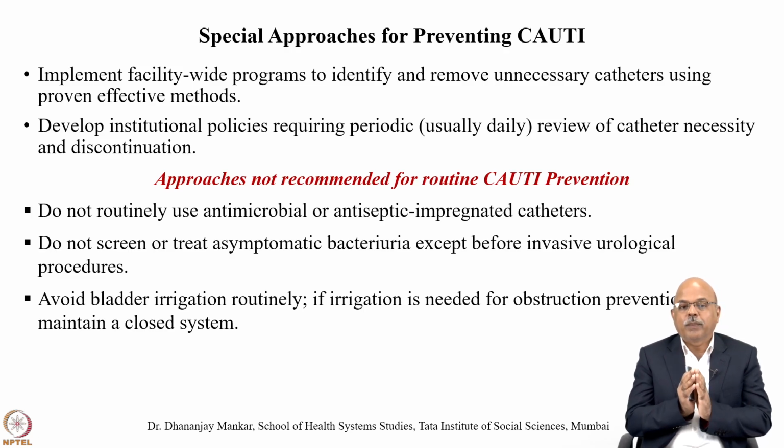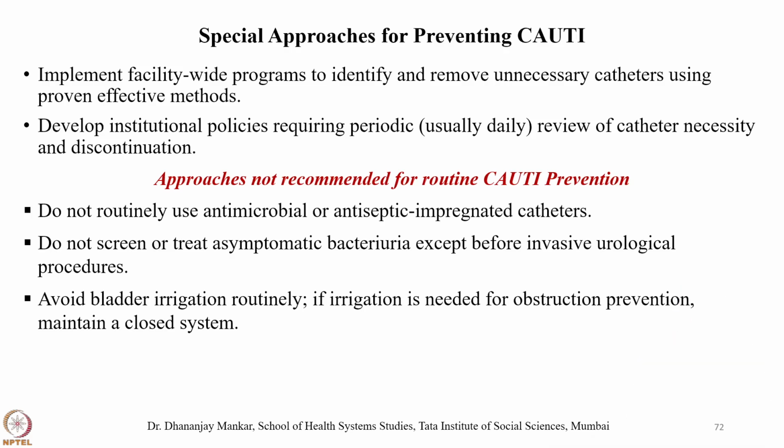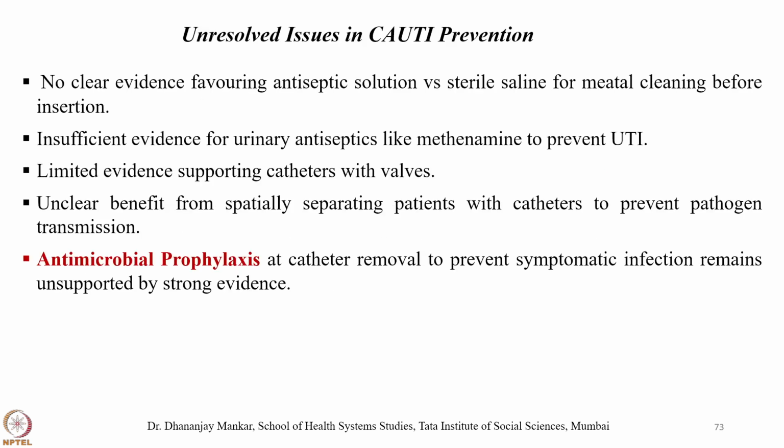So what are the approaches? Approaches not recommended for routine CAUTI prevention. Do not routinely use antimicrobial or antiseptic impregnated catheters. Do not screen or treat asymptomatic bacteriuria except before invasive urological procedures. Avoid bladder irrigation routinely. If irrigation is needed for obstruction prevention, maintain a closed system.